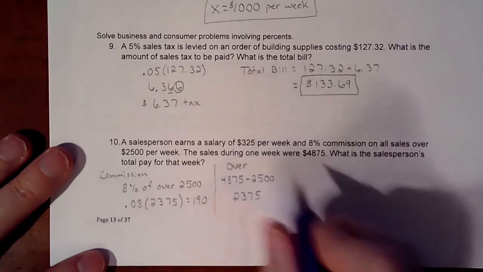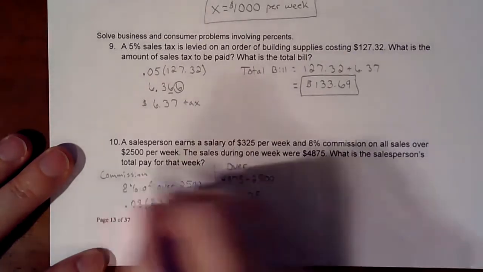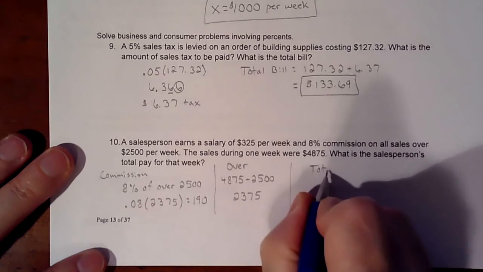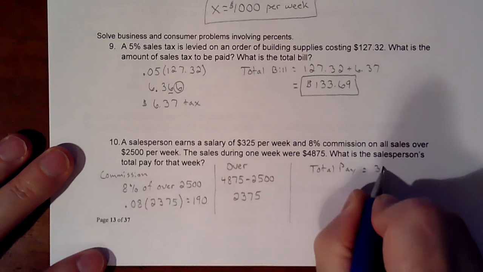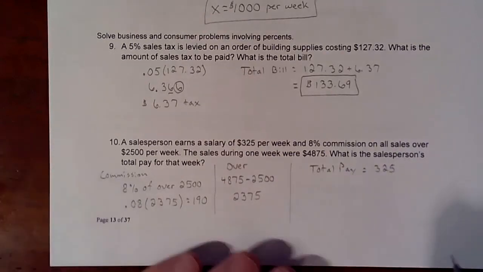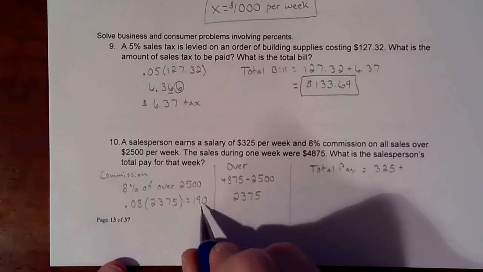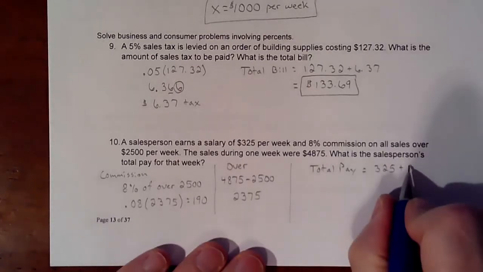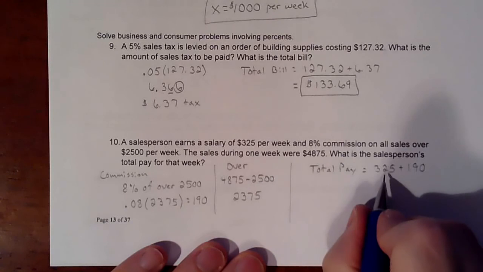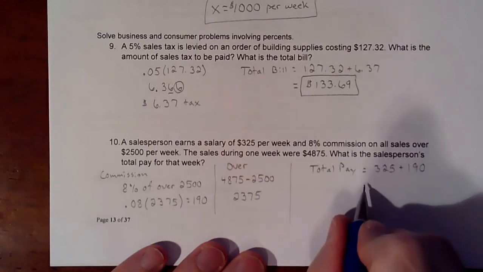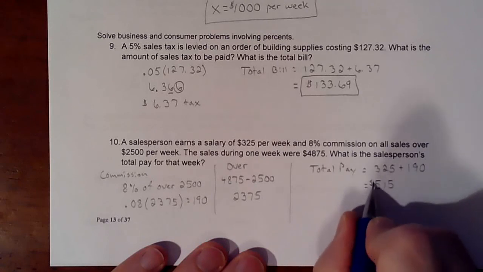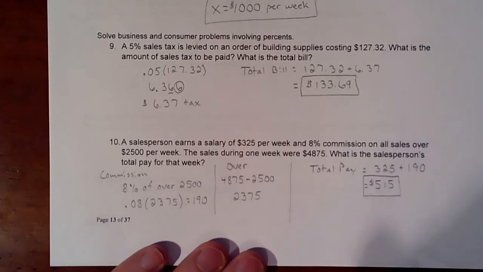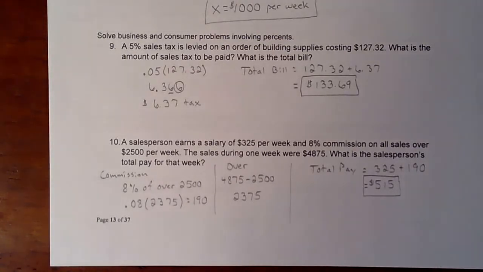So we have a normal salary of $325. So what's the total pay? Total pay is $325, which is our normal salary, plus an extra $190 for our commission. Okay, so that's your base, that's your commission. And if you throw that into a calculator, you're going to get $515 for the week. All right, and that was some word problems and some other problems involving percentages.